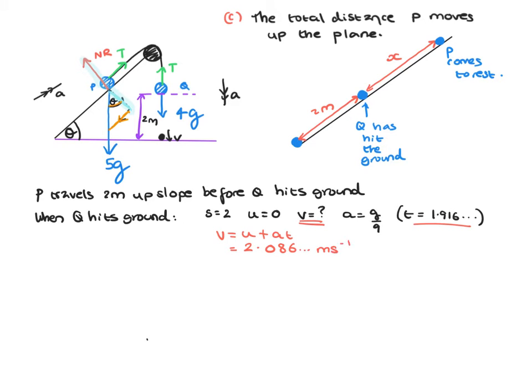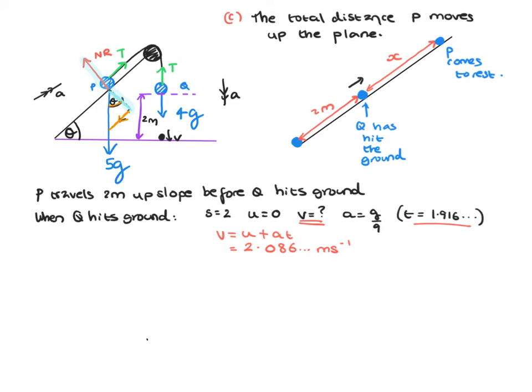Some people might prefer to work out v using v squared equals u squared plus 2as, so it's not reliant on a previous value, but I do know that the value 1.916 is correct, so I'm happy to use that value. Now I'm not going to round this because we're going to use this in subsequent calculations, because not only is this the value of the velocity with which Q hits the ground, it's the velocity of P at this point here when Q hits the ground.